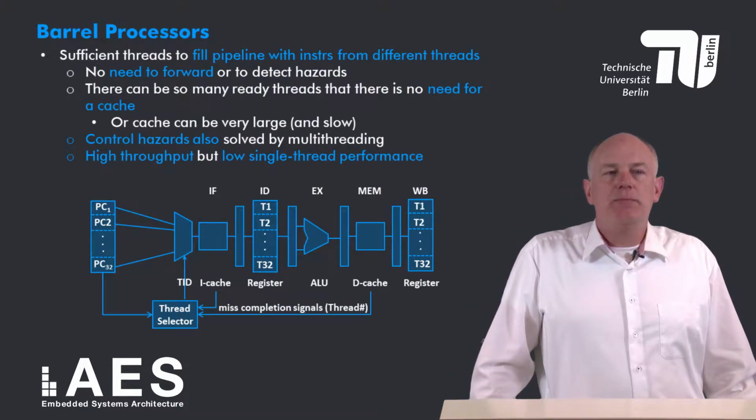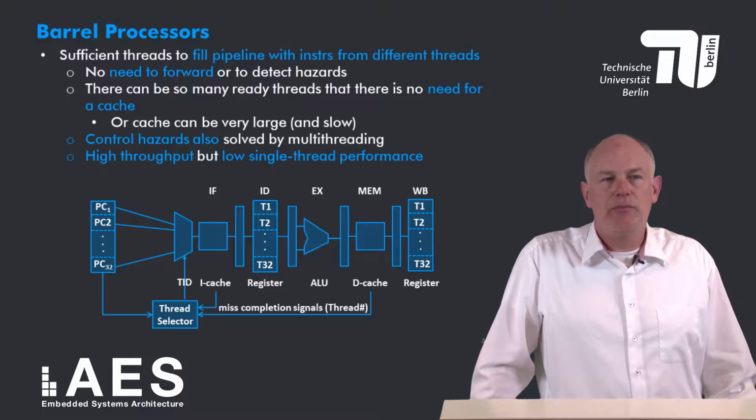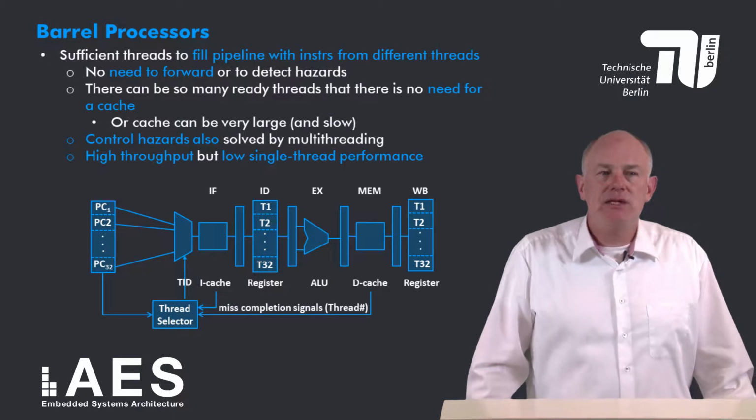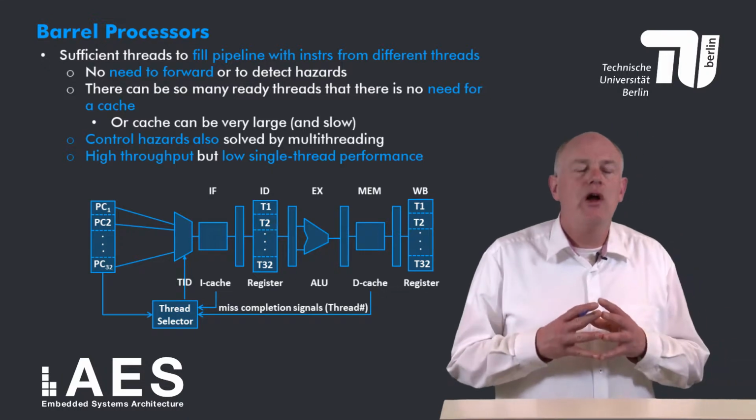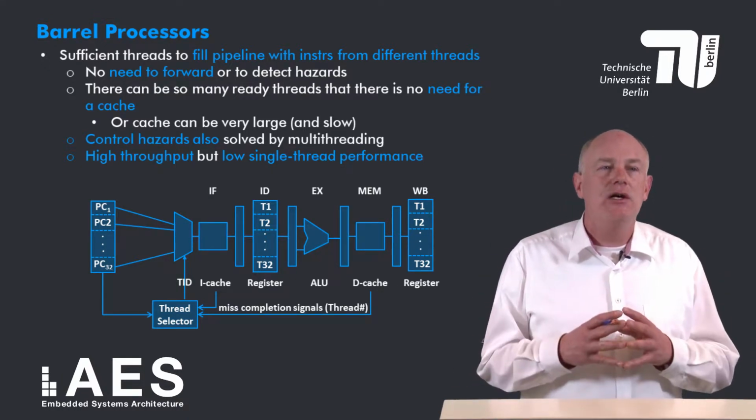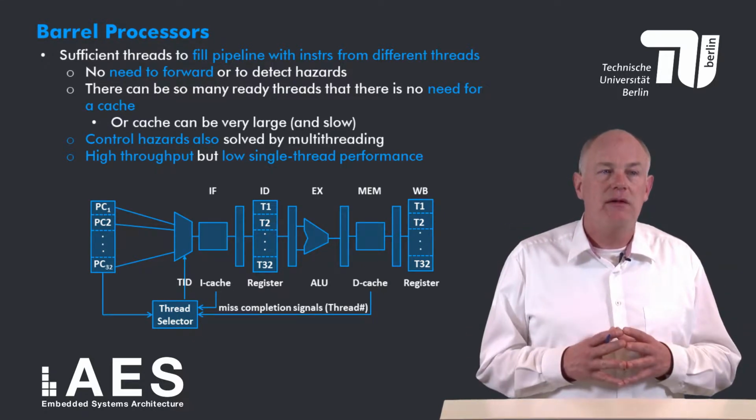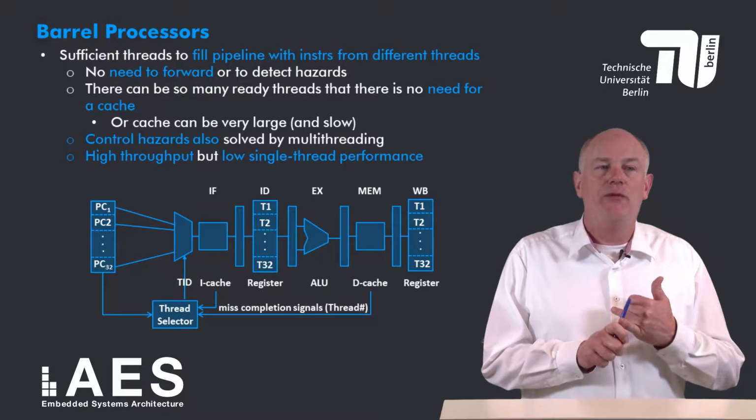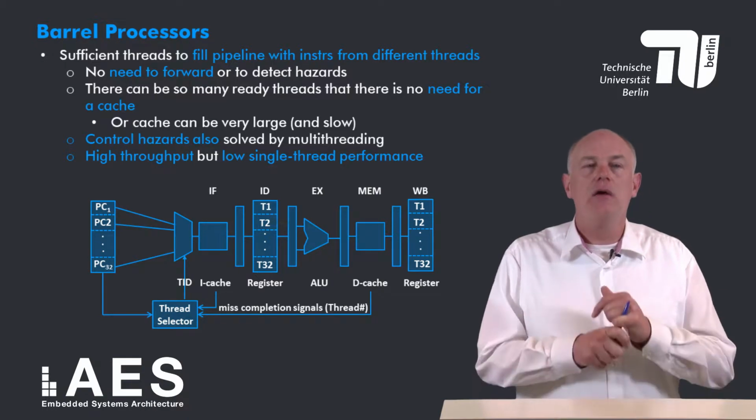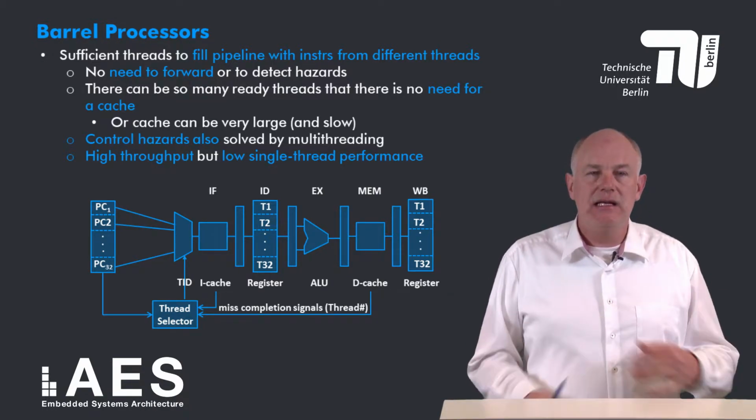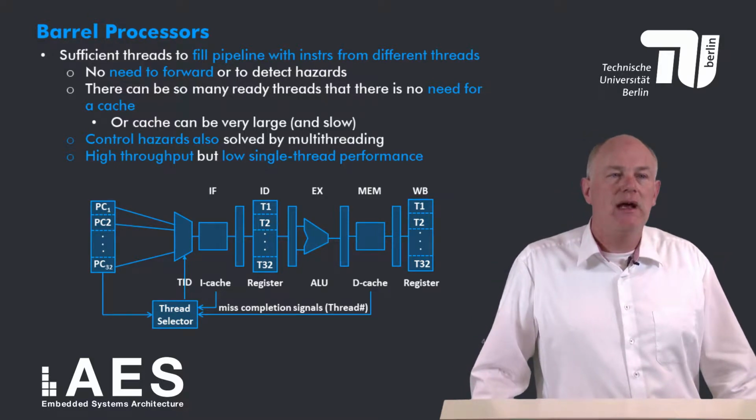This brings me to a special kind of interleaved multi-threaded processors named barrel processors. Barrel processors are basically interleaved multi-threaded processors where the number of threads is sufficiently large to fill the entire pipeline with instructions from different threads. That means, as I explained before, we do not need to forward or detect hazards. All of that complexity is hidden by employing interleaved multithreading.